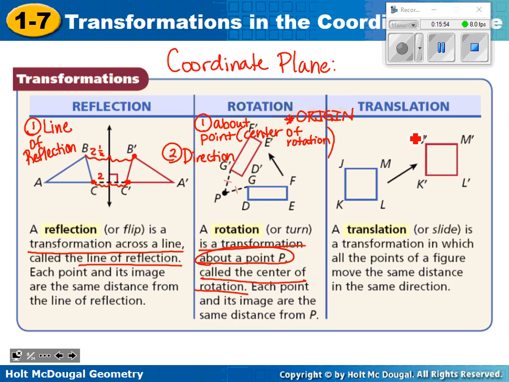Okay? So give me direction, give me the center of rotation, and the last thing you're going to tell me, if it's on a coordinate plane, is the angle of rotation. And this will also be easy because all of your angles on the graph for right now are going to be in increments of 90.